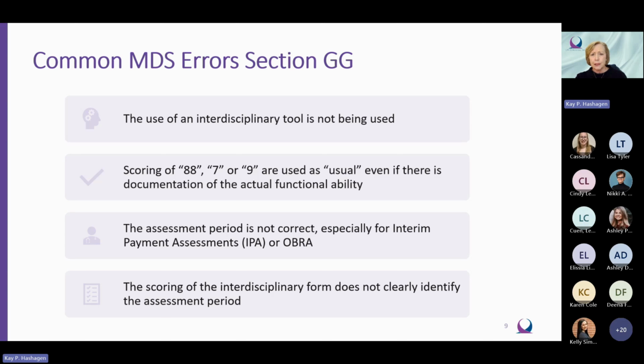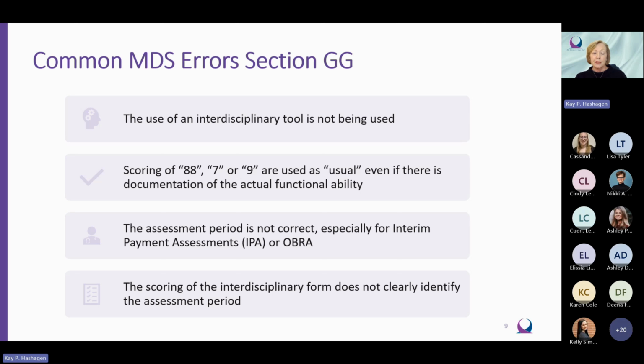If you don't have the availability, your RNAC can use a progress note and document who is at the meeting and the dates of the assessment, and that can function as your usual scores. Remember that the scoring of 88, 7, or 9, which are coded as usual, will not give you the best reimbursement. So if there is documentation of even 1 or 2 times where therapy maybe has captured an actual functional score, that's what you should be coding.